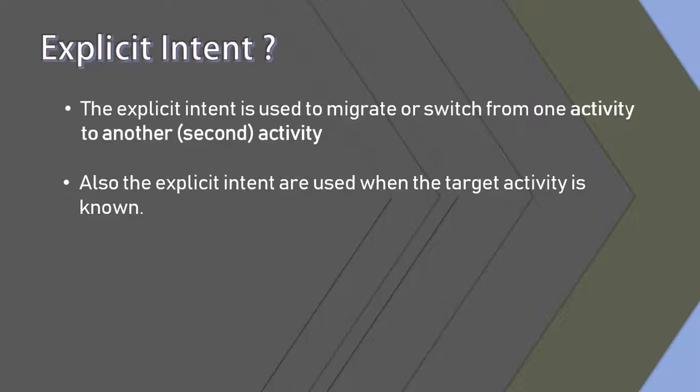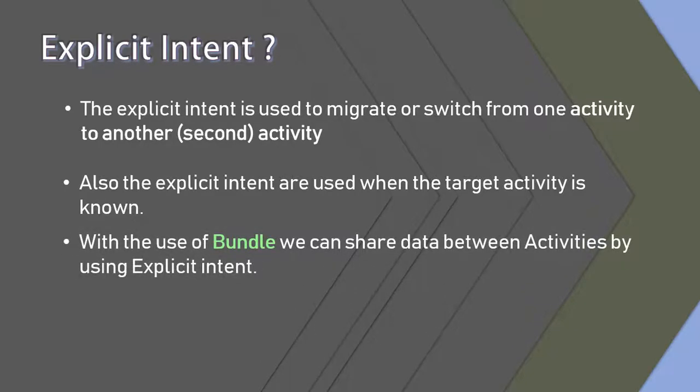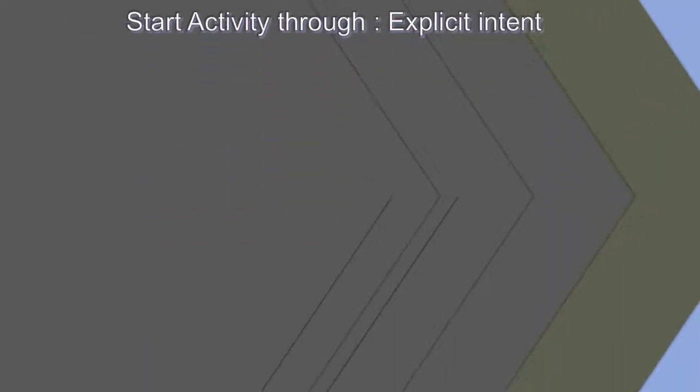Moving forward, with the use of bundle, we can share data between activities by using explicit intent, or we can also accomplish this task without using bundle. I am going to show this in a demo application inside Android Studio. Then it will be clear to you how we can use the explicit intent to share data between activities with the use of bundle as well as without the use of bundle, and how to start the activity. Now here I will give you an example of how to start an activity with the use of explicit intent.